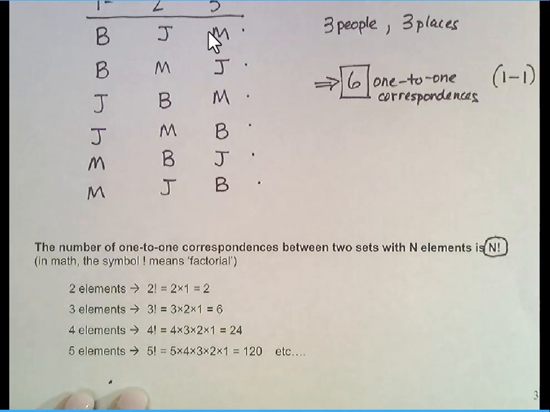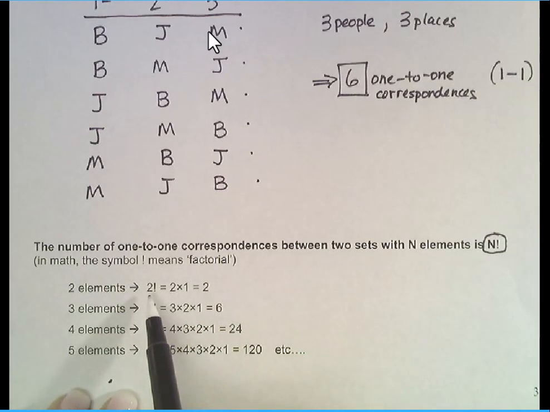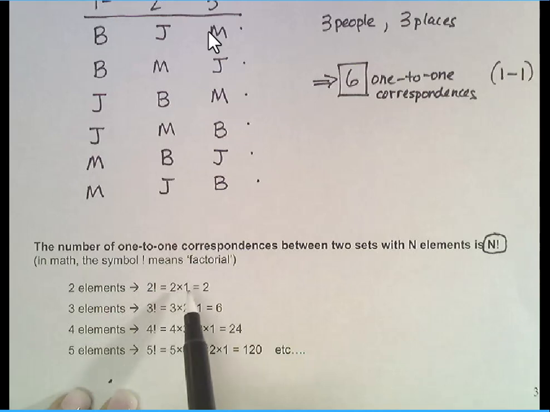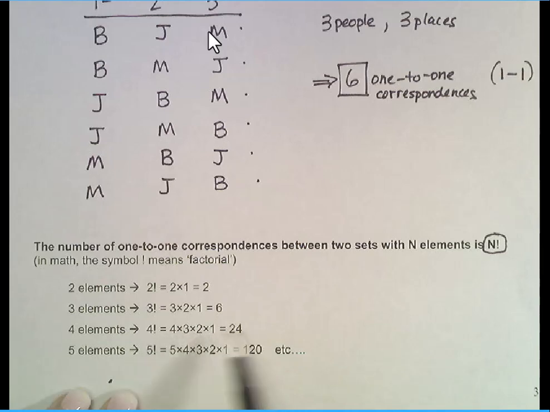And what it means is you just keep multiplying down until you get to 1. So 2 factorial would be 2 times 1, which is 2. 3 factorial is 3 times 2 times 1. That's 6. 4 factorial is 4 times 3 times 2 times 1. You see how it tapers off till you get to 1? And if you multiply that on a calculator or in your head, you get 24. 5 factorial would be 5 times 4 times 3 times 2 times 1. That would equal 120. So that's a faster way to figure it out.